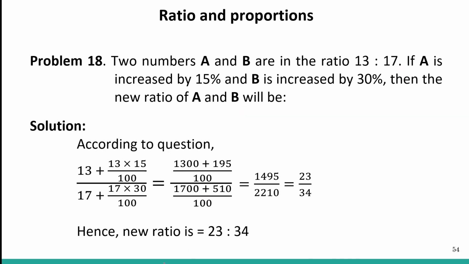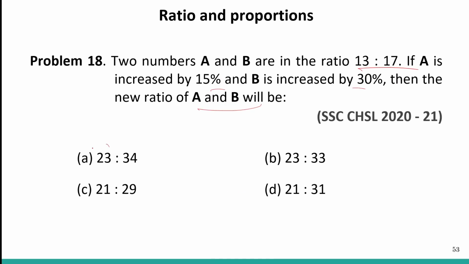Let's see. So according to the question, (13 plus 13 into 15 whole by 100) by (17 plus 17 into 30 whole by 100) is equal to what? 1300 plus 195 by 100, over 1700 plus 510 whole by 100. So 1495 whole by 2210 is equal to 23 by 34. Okay, so 23:34 is the correct answer. These are all wrong.